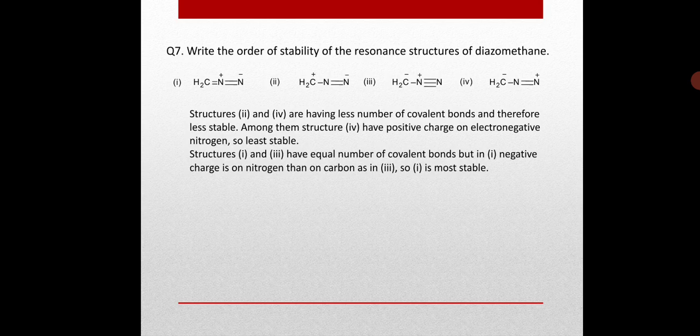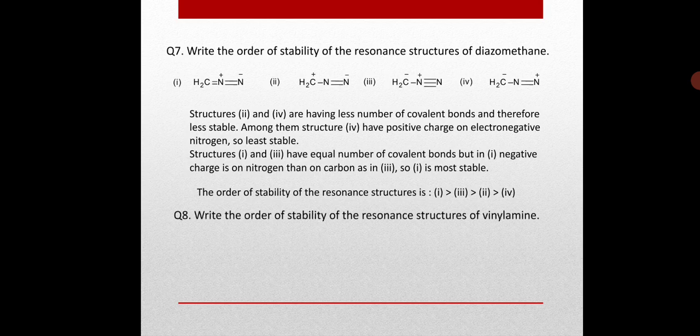So how is the order of the stability? If you compare 1 and 3, then 3 is less stable than 1, and 2 and 4, if you compare, because 1 and 3 are having the same number of covalent bonds and 2 and 4 having the same number of covalent bonds. So the order of stability is 1 greater than 3, greater than 2, greater than 4.